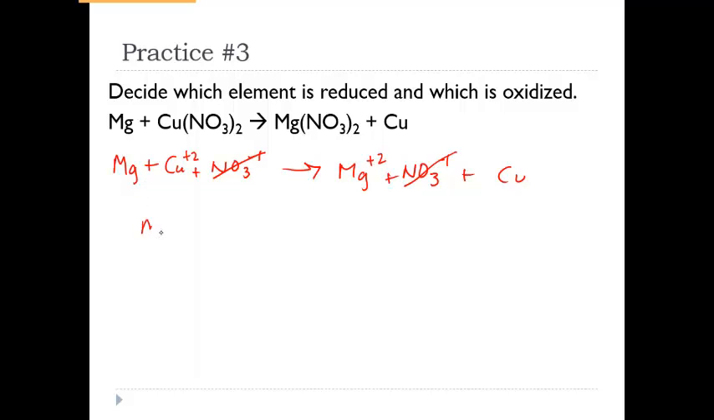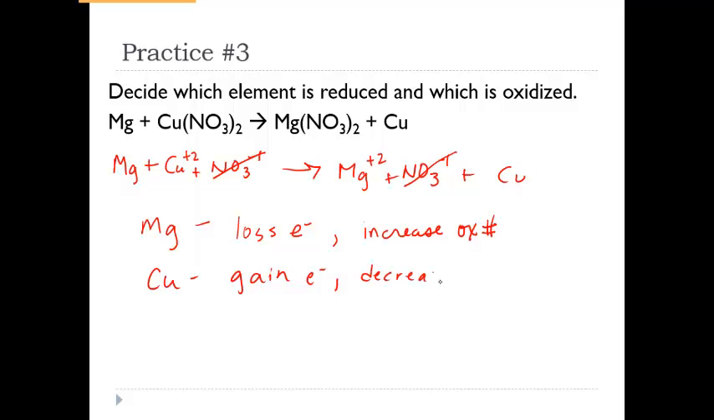But we have magnesium, and magnesium is seeing a loss of electrons, and with its oxidation number it went from 0 to a +2, so it's seeing an increase in its oxidation number. So an increase would tell you that you have oxidation, and copper is actually gaining electrons, and it is going from a +2 down to 0, so it is seeing a decrease in its oxidation number, and so this one would be reduced, and magnesium is being oxidized. So there's our oxidation reduction for that one.